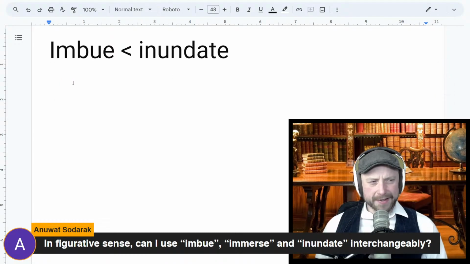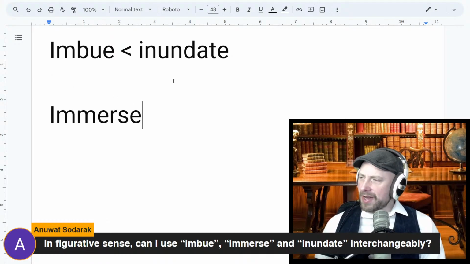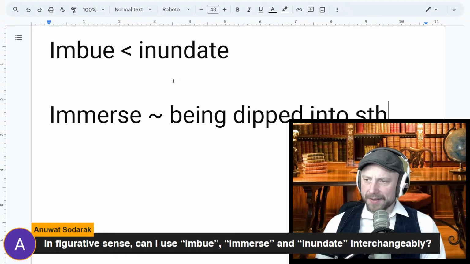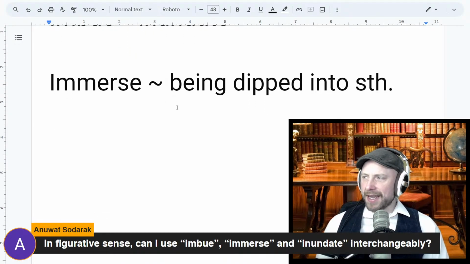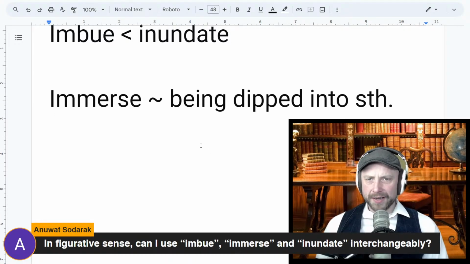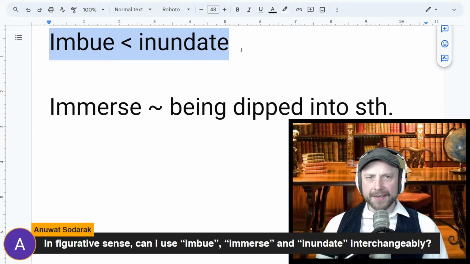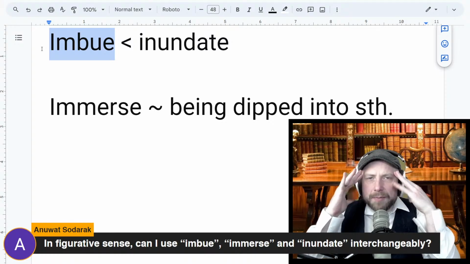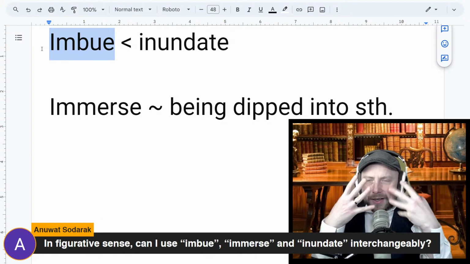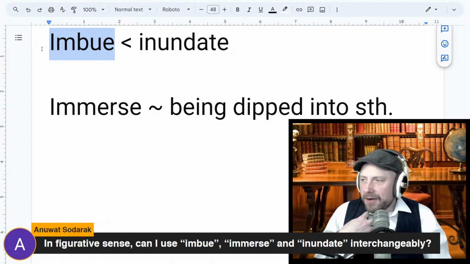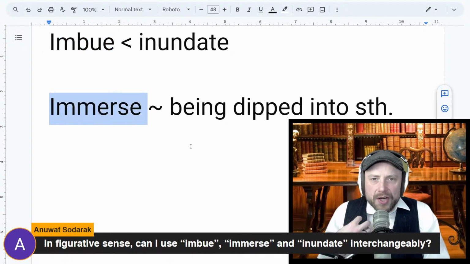Yeah, it is. It's definitely different, because immerse is kind of like being dipped into something, right? So it's like you are dipped into the water and you're surrounded by it. But imbued and inundated, well, imbued is kind of like it's soaked into your being and your clothes. It's soaked in, you know? Whereas with immersed, it's not soaked in. It's not part of you.